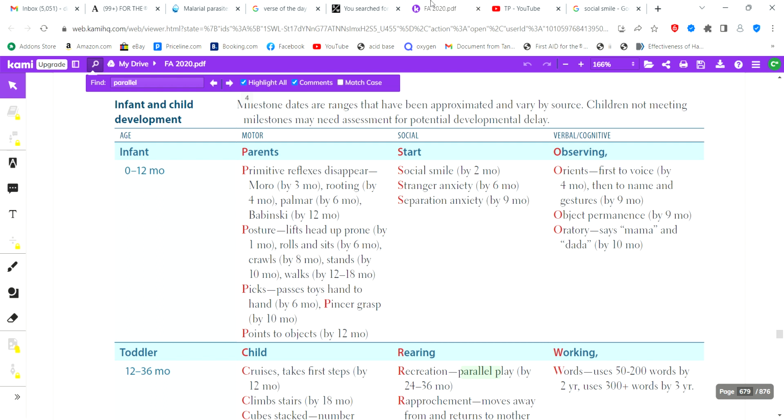Object permanence by 9 months. What is object permanence? Object permanence is understanding that an object exists even when it can't be sensed.